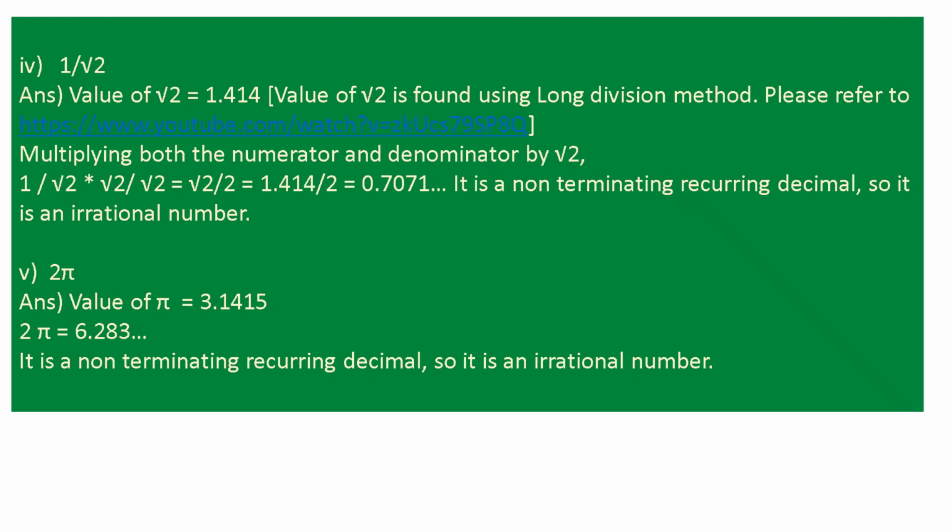For this problem, we multiply both the numerator and denominator by root 2. And simplifying, we get the value 0.7071, which is a non-terminating non-recurring decimal. So it is an irrational number.